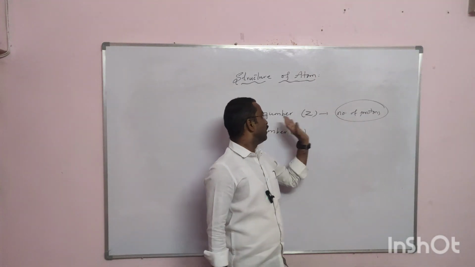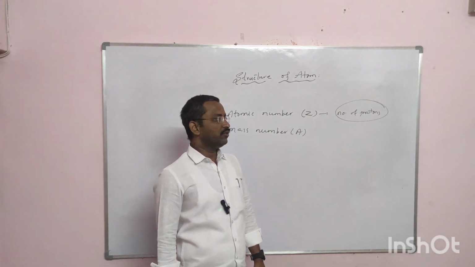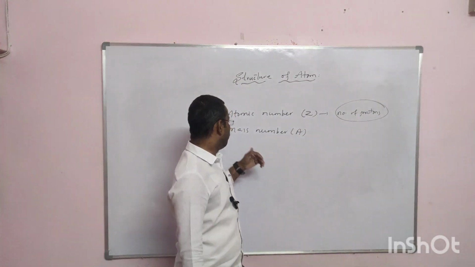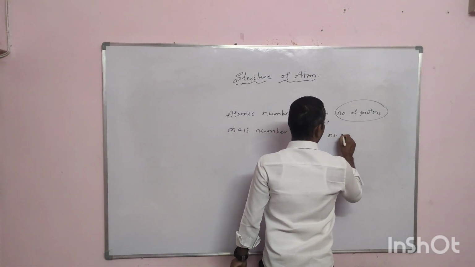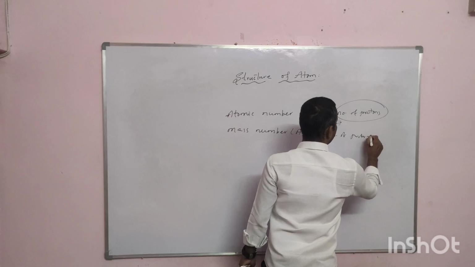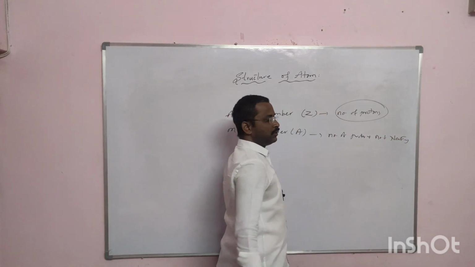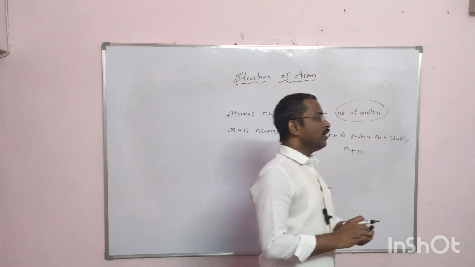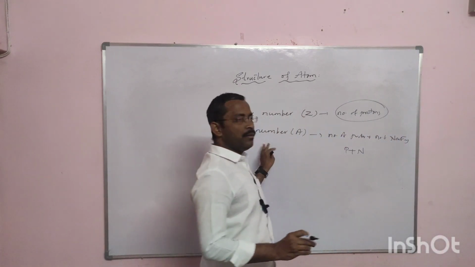So here, atomic number is equal to the number of protons available in an atom, known as the number of protons, the atomic number. Mass number is the number of protons plus the number of neutrons, P plus N, P for proton, N for neutron. So the number of protons and the number of neutrons gives us the mass number.